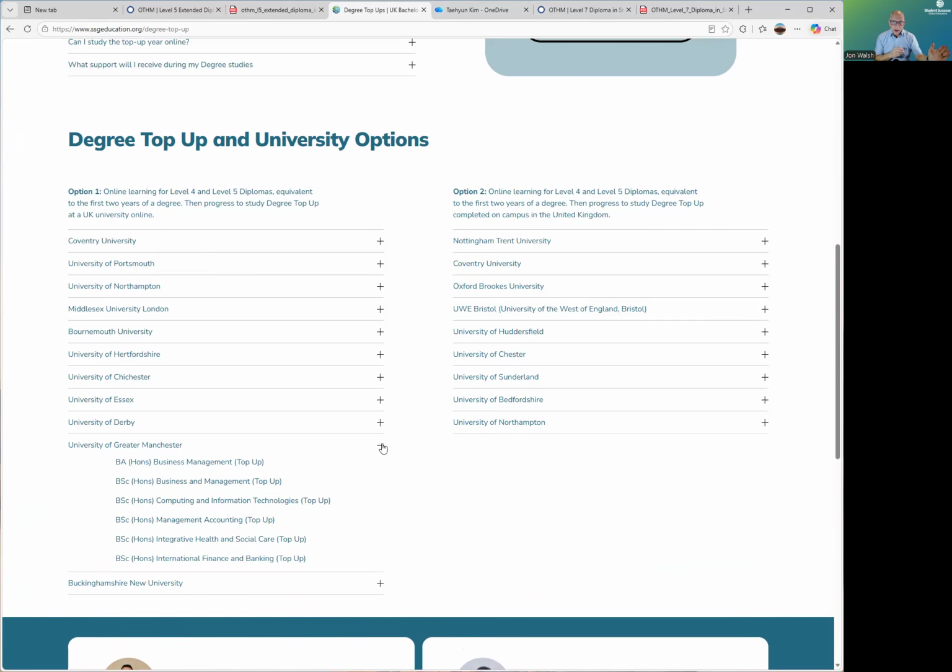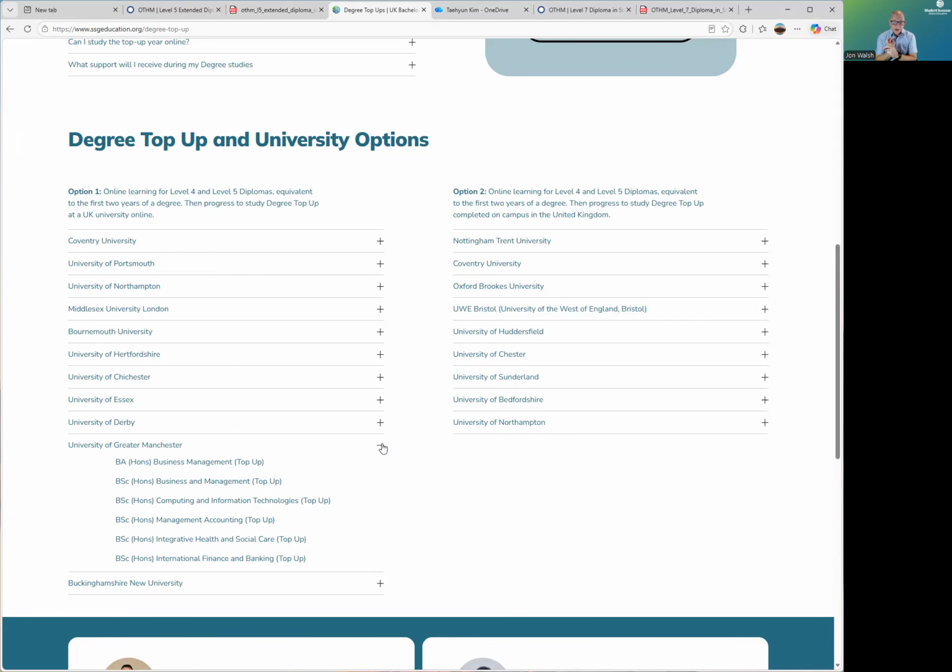I actually did my postgraduate in education at the University of Bolton, which is now the University of Greater Manchester. Very, very good university. And you can see there's 1, 2, 3, 4, 5, 6 different degree top-up programs that we work in partnership with the University of Greater Manchester with.